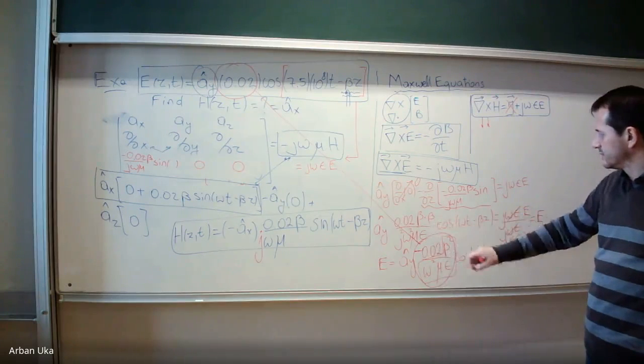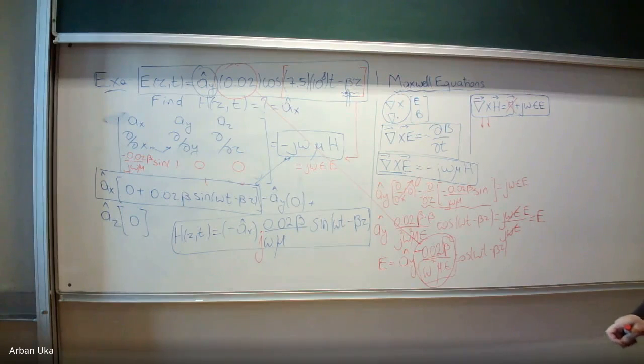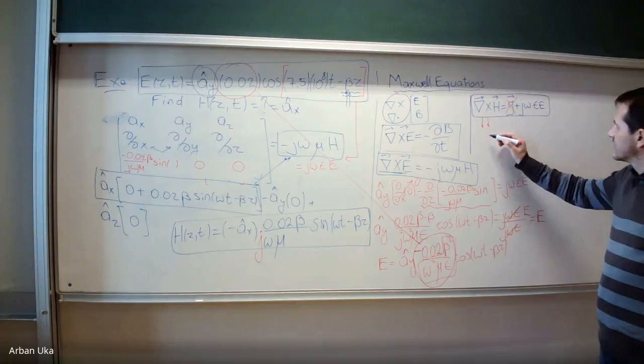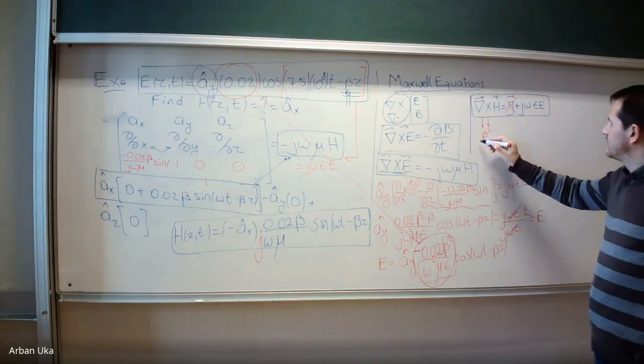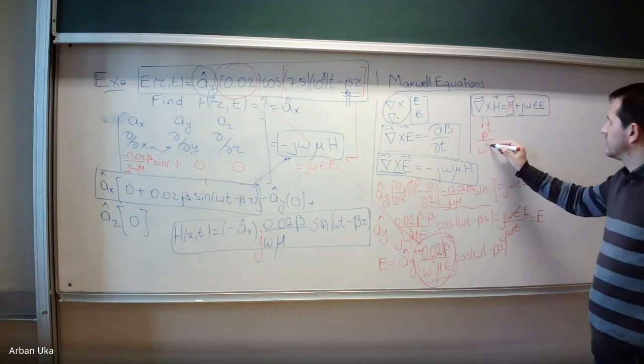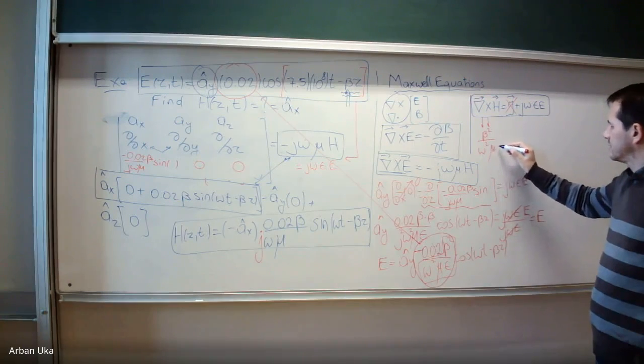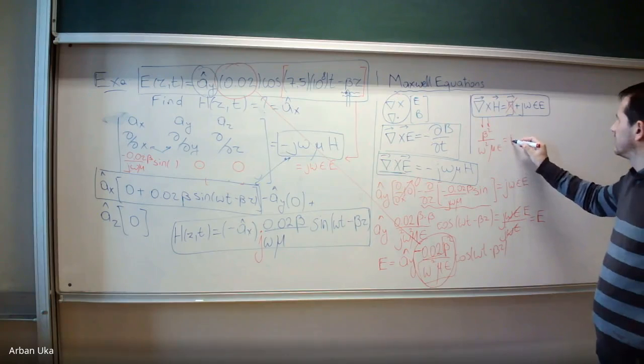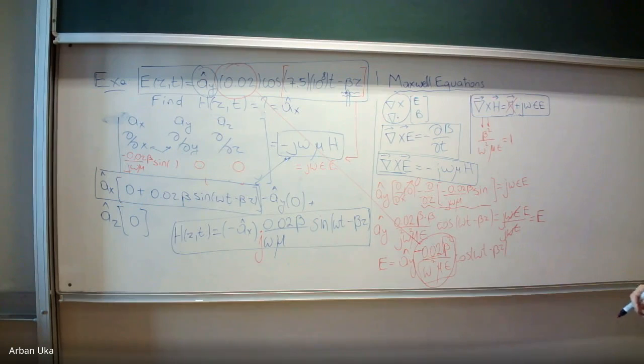Epsilon is not good to it. And finally, we get something like beta squared over omega squared. We get that this is equal to 1.